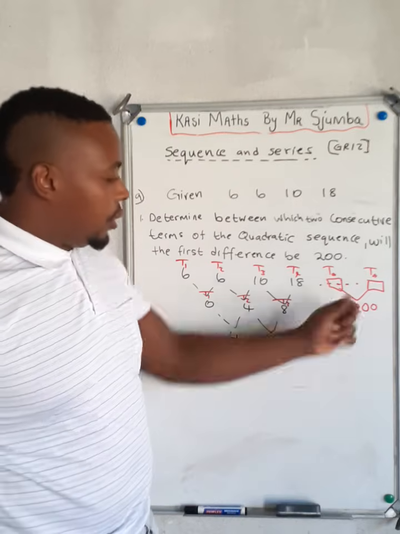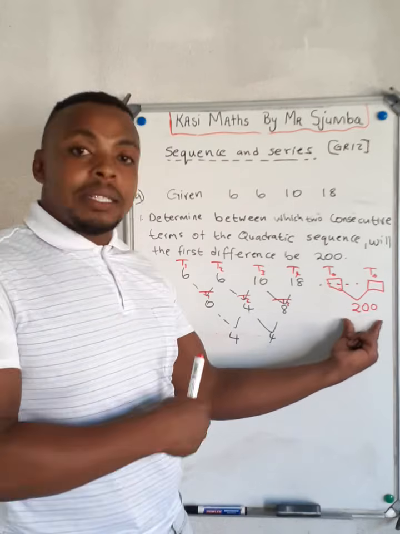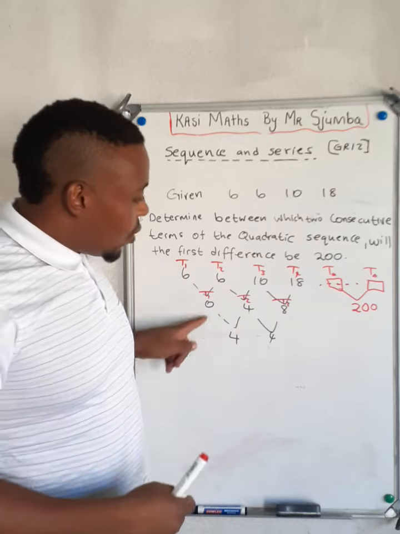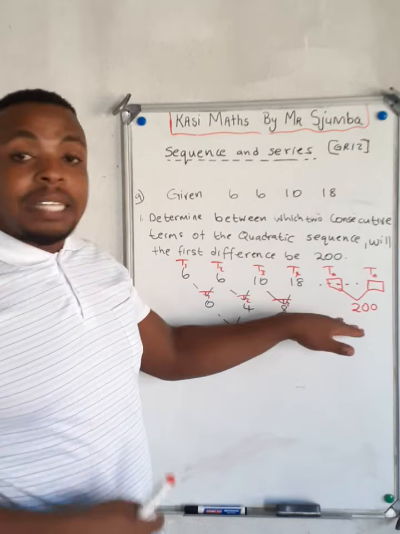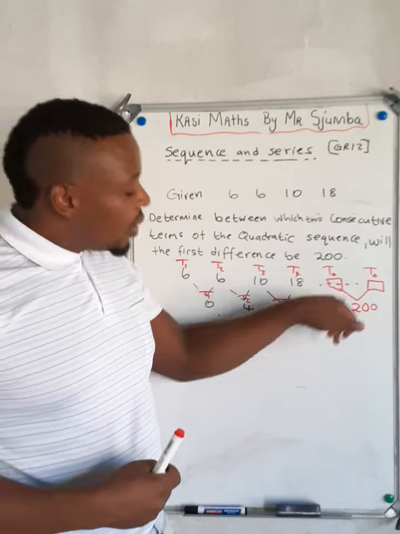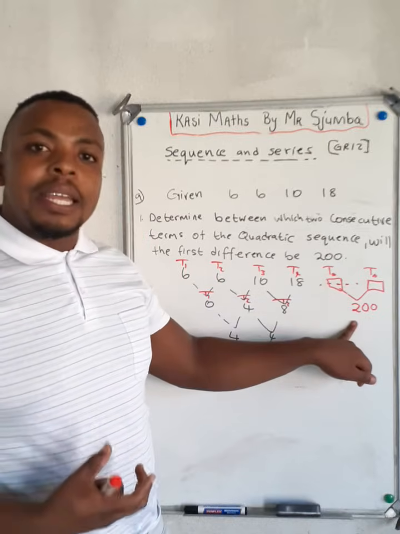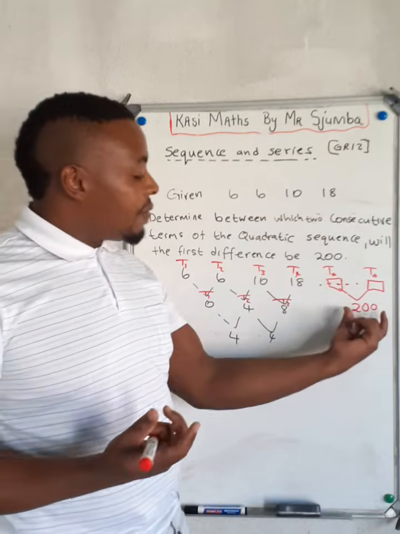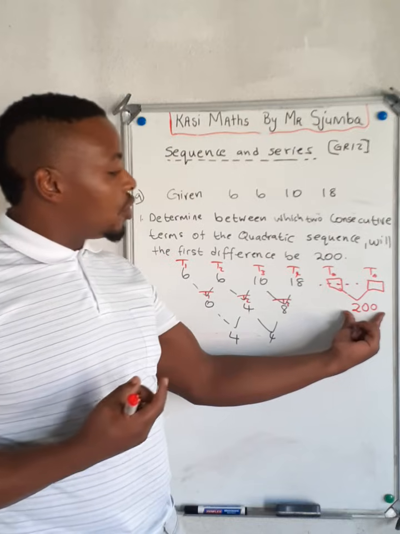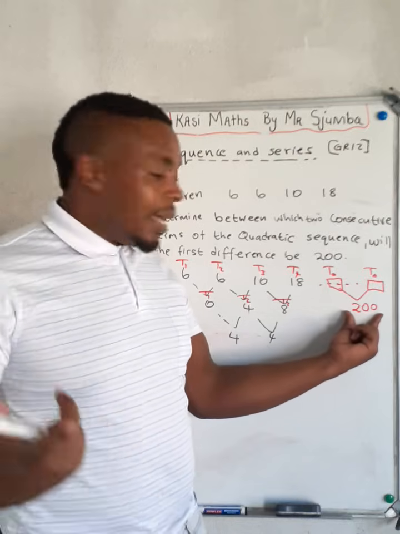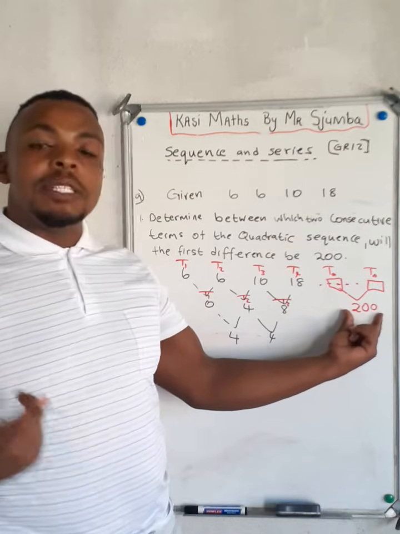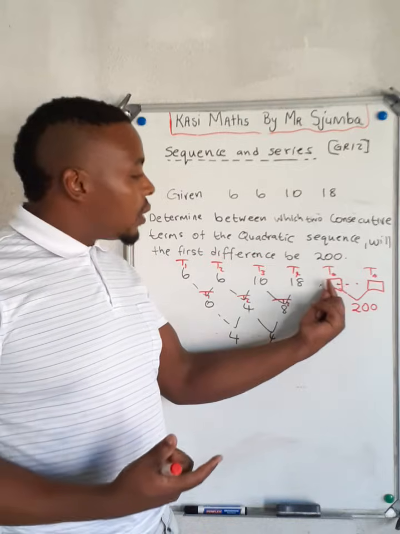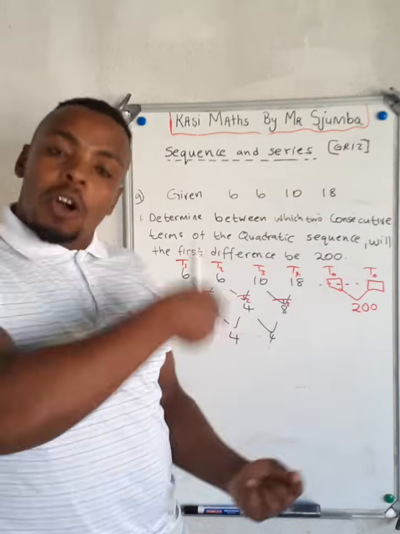So if we can get the position of 200 in the first difference, which is a linear, then we know the answer. For example, let's say we find that 200 is in position 22. Then we'll know that it means it's between term 22 and term 23 of the quadratic.